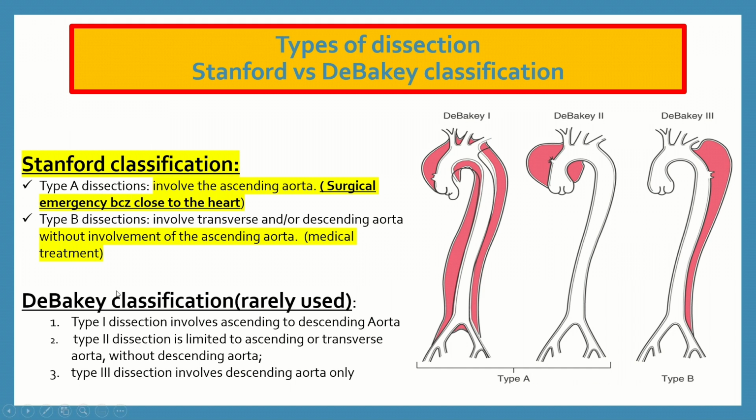The other classification is the DeBakey classification. As we said, it's rarely used, and it classifies dissection into three types. The first type is dissection that involves the ascending aorta to the descending aorta. Then we have DeBakey type 2, which involves the ascending aorta and or the transverse aorta only, without the involvement of the descending aorta. Lastly, DeBakey type 3 will involve the descending aorta only.